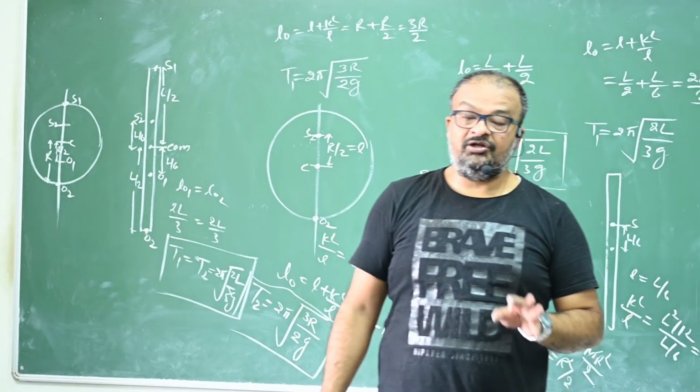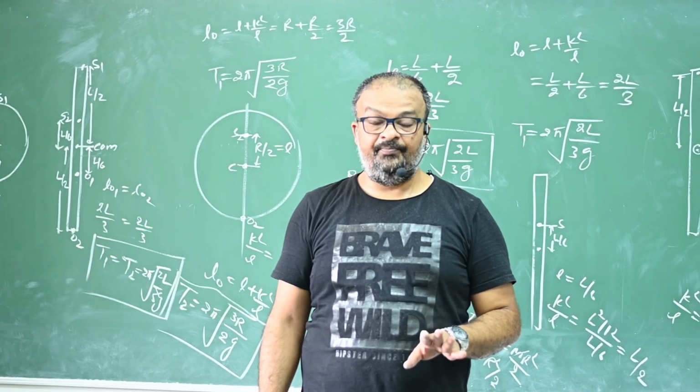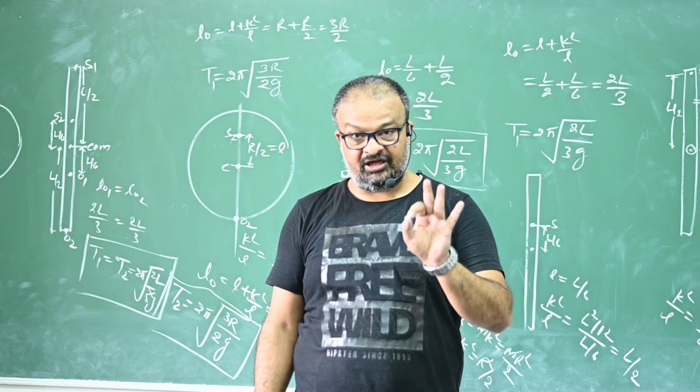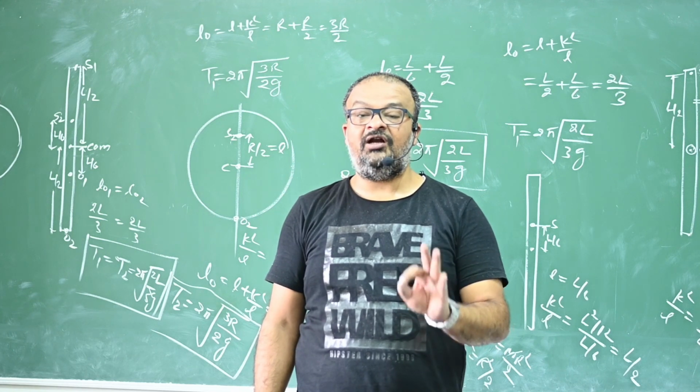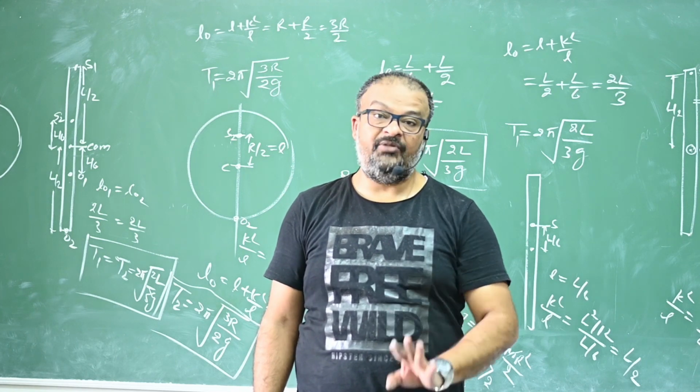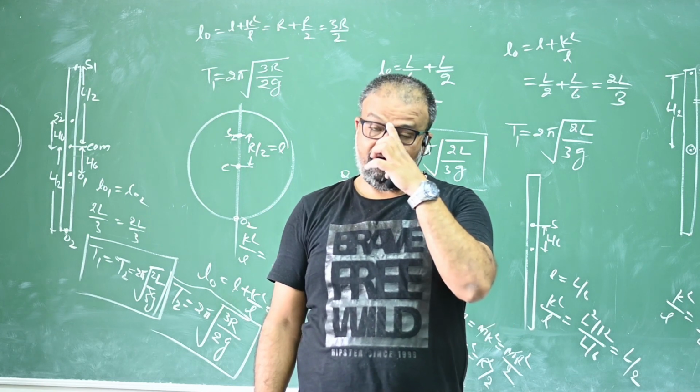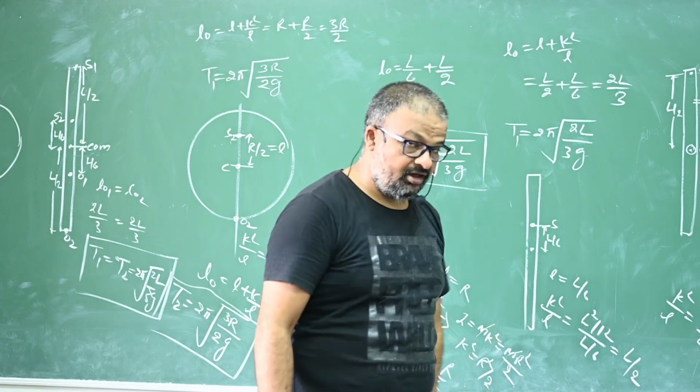So till now, we understood that for any rigid body, there may be 4 points on the same rigid body, on the same line, about which the time period of that rigid body will be the same. There may be. It is not necessary. Why not necessary? We'll talk about that. Okay?